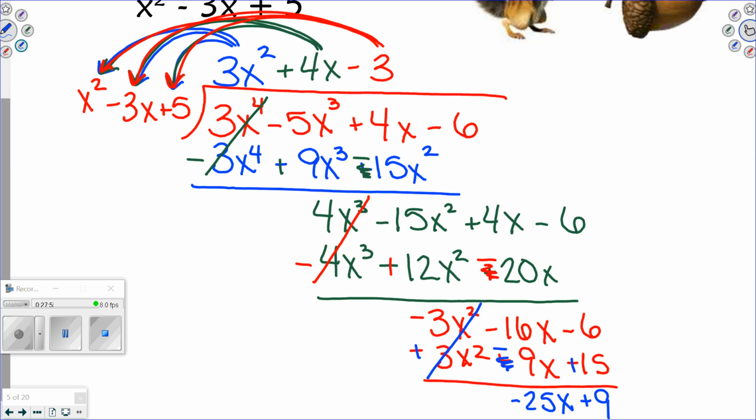Then we start again. What do you multiply x squared to get negative 25x? You can't. I can't make the x's smaller. So that's my remainder. So plus, and then my remainder, negative 25x plus 9 over x squared minus 3x plus 5.